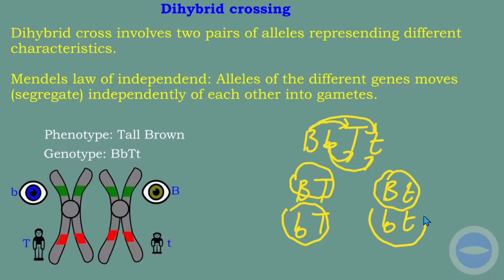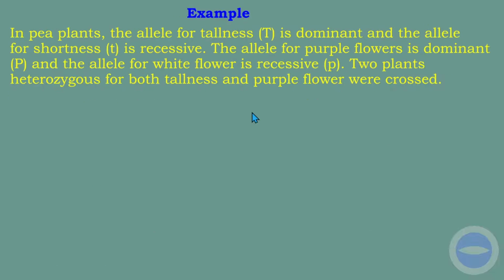But they segregate separately. That means there is no way eye color will affect the height. But now let's make an example of dihybrid crossing. So the example here is an example.